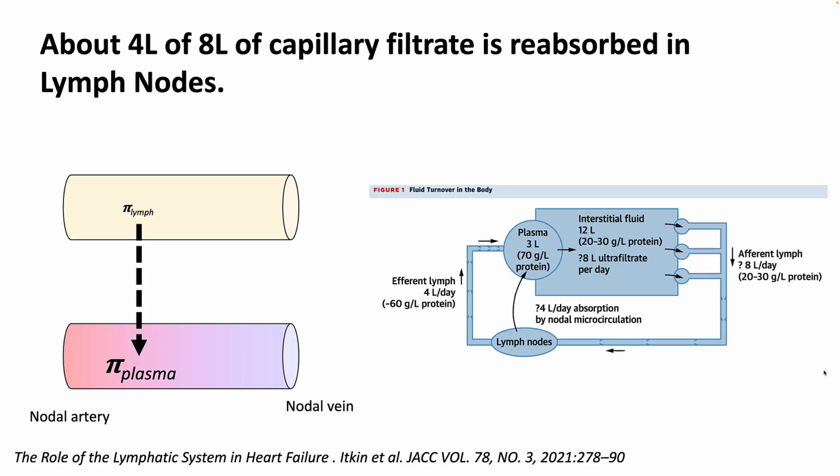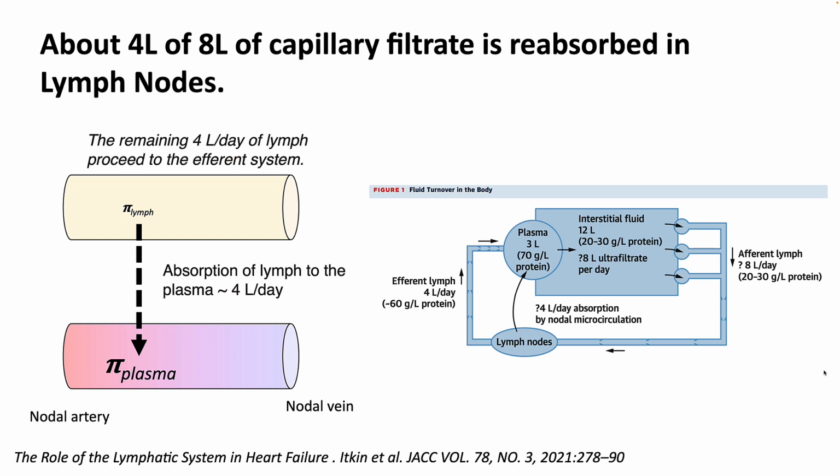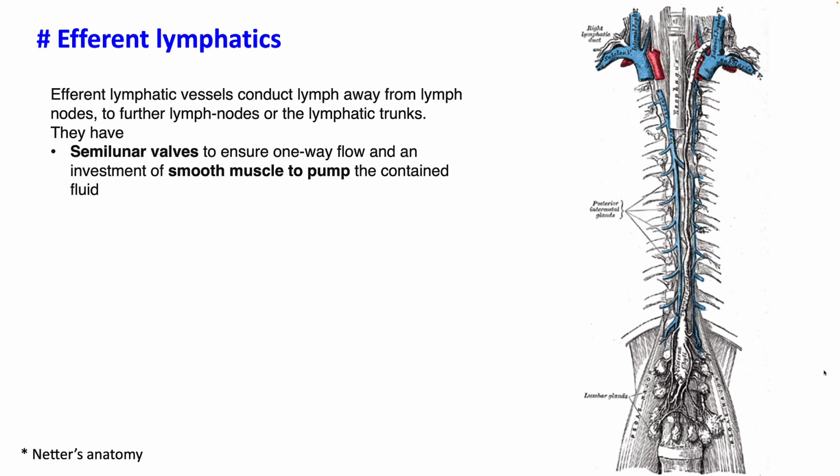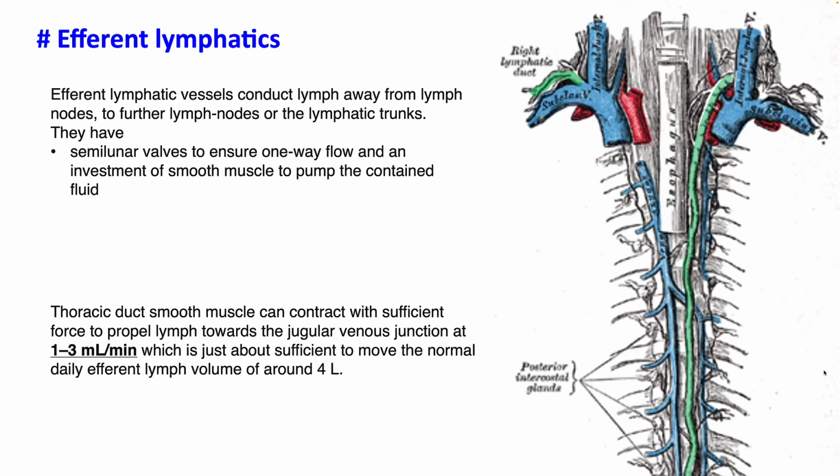About 4 liters of the 8 liters that was presented to the lymph node is reabsorbed in the lymph node in the nodal arteries, and this happens because of the oncotic pressure difference between the lymphatic flow and the oncotic pressure in the capillaries. The remaining 4 liters of lymph proceeds to the efferent system. Efferent lymphatics also have semilunar valves and smooth muscle pump so that they can move the lymph back to the circulatory system, and this comprises your thoracic duct and your right lymphatic duct.